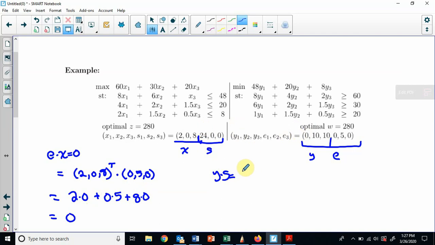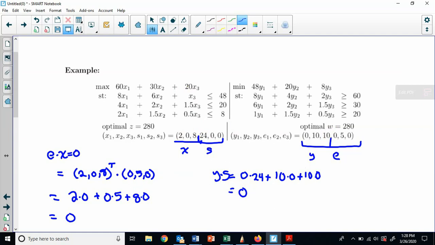Now let's check the dual variables times the primal slacks. What'd you get? 0 times 24 plus 10 times 0 plus 10 times 0. So complementary slackness holds here. That's how we're sure we're at an optimal. And we better get this because it's if and only if. If we are at an optimal, these will be 0. If these are 0, we are at an optimal. So there's an example of complementary slackness.